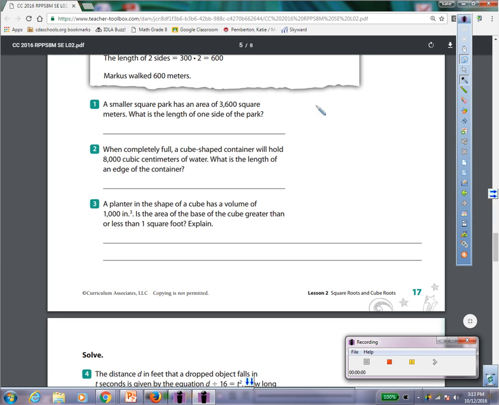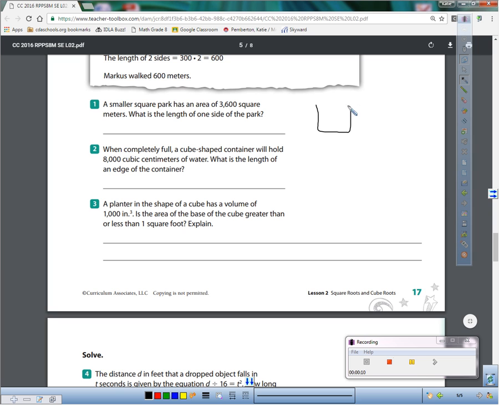So the first problem, a smaller park has an area of 3,600 meters. Picture the park. It's a square, and we're going from the area of 3,600 meters to the edge. So if you do the square root of 3,600 meters, forgive the sloppy writing, I'm writing with the mouse again. That's going to give you a length and a width of 60. So 60 times 60 would give you the area. And to go from area to the edge, remember we're taking the square root.